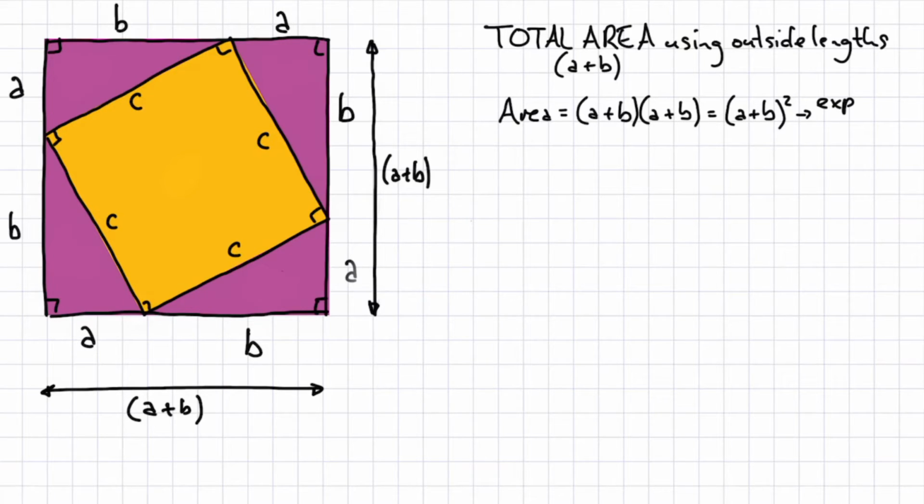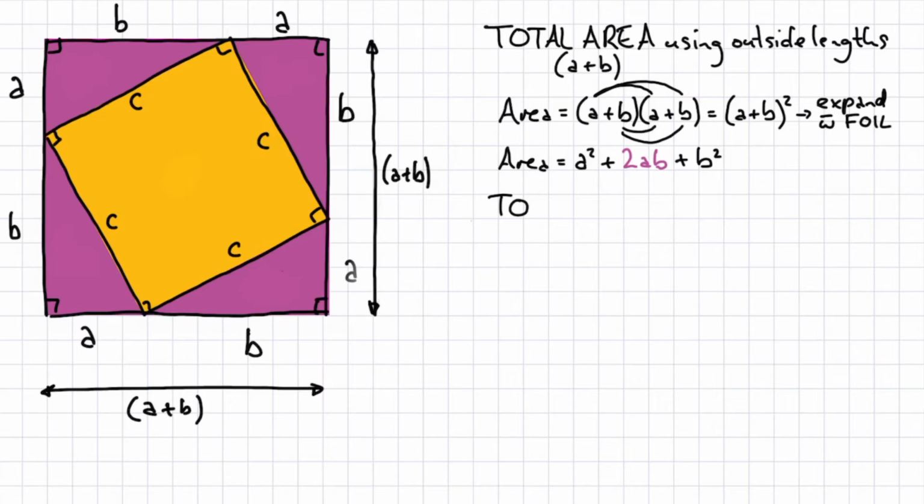Now this is a quadratic and we have to expand this using FOIL, or front, outer, inner and last. So if we do front, we get a squared, we'll get ab and then ba, plus b squared. Just to simplify, the ab and the ba add up to 2ab, so we get a squared plus 2ab plus b squared. I've put the 2ab in purple, and we'll come back to why that's in purple later.